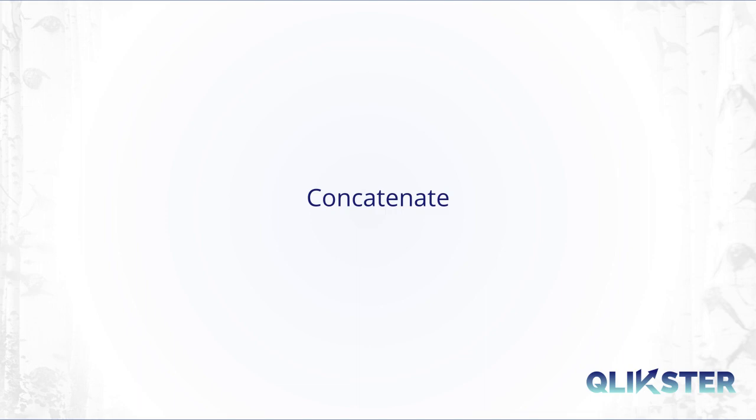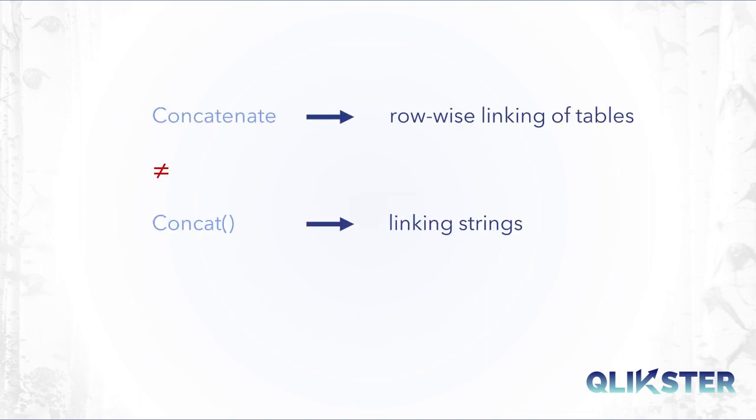In this video, I would like to talk about concatenation of tables, and in particular the concatenate prefix. To concatenate means joining together or linking two things. In the case of Qlik Sense, concatenate means linking two tables. Be aware that there is also a function called concat, which is actually a string function for joining strings together.